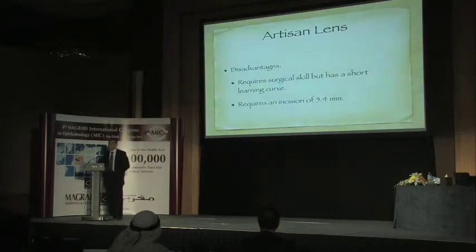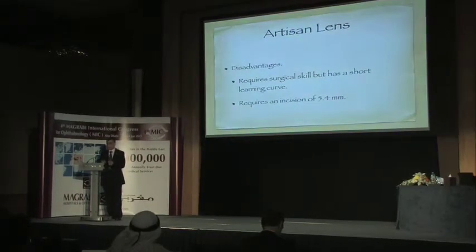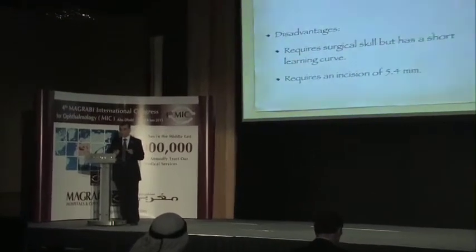It still has disadvantages. It requires some surgical skills, especially because you're handling the lens. You should hold it with one hand and enclavate, and then you have to do the same with the other hand. So it needs some experience, but actually the learning curve is not that high. It requires an incision, which is 5.4, but I told you about this scleral tunnel, and this can help you eliminate these kinds of big incisions that can cause lots of astigmatism.